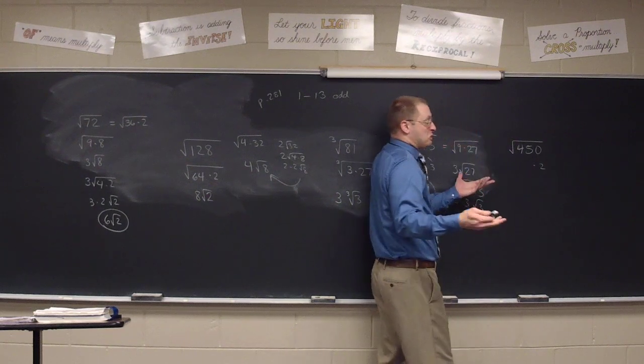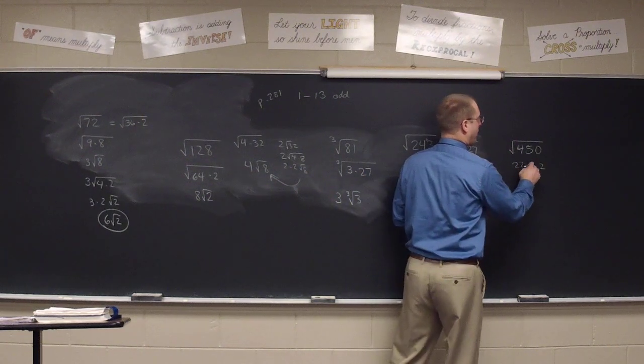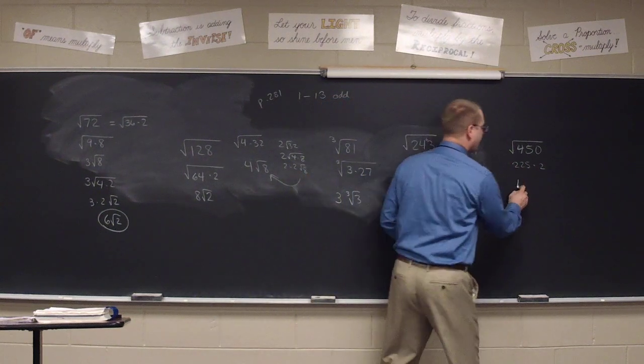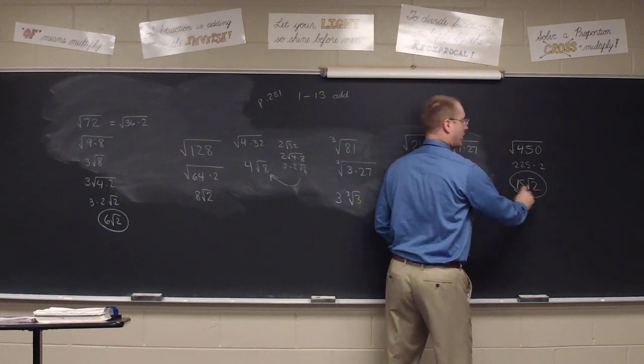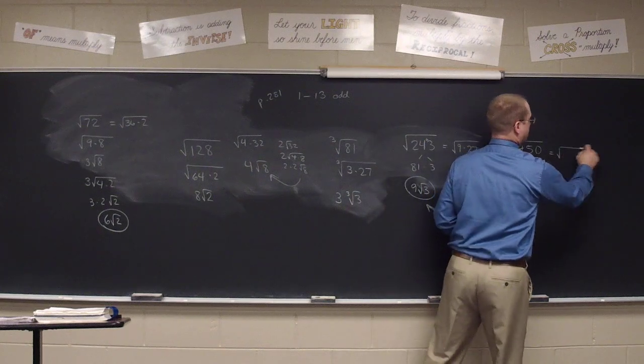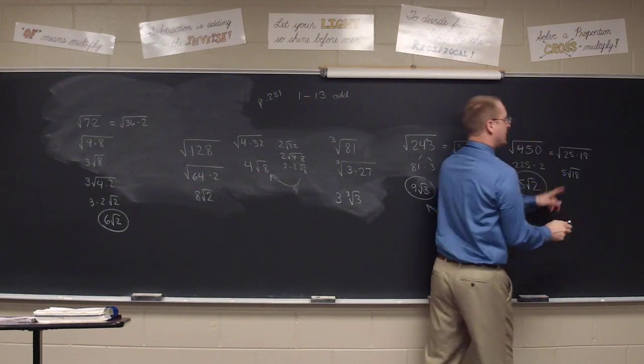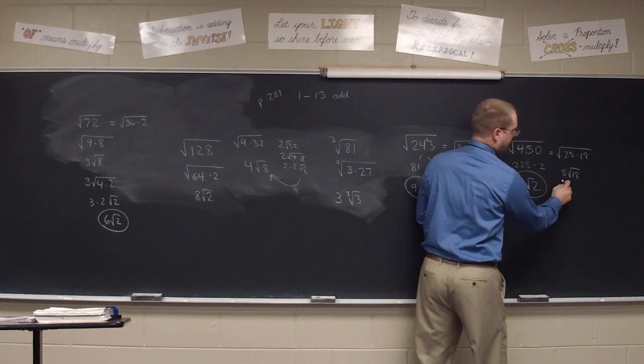2 times 225. Hey, wait a second. We know 225, class. 15 times the square root of 2. There's our answer. Again, it would work with the 25. You do 25 times 18 to get 5 square root of 18. And then that would have factored again.